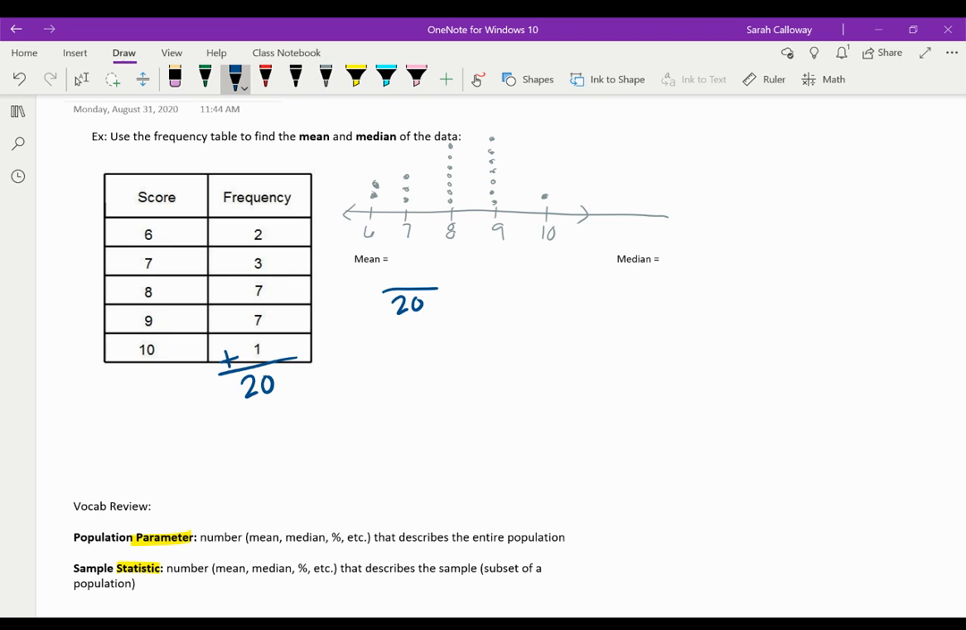Then to find the sum, it would be 6 times 2 plus 7 times 3 plus 8 times 7 plus 9 times 7 plus 10 times 1. That sum will be 162. I can just type that in my calculator: 6 times 2 plus 7 times 3 plus 8 times 7 plus 9 times 7 plus 10. That gives me 162, which means that the mean of this data set is about 8.1.